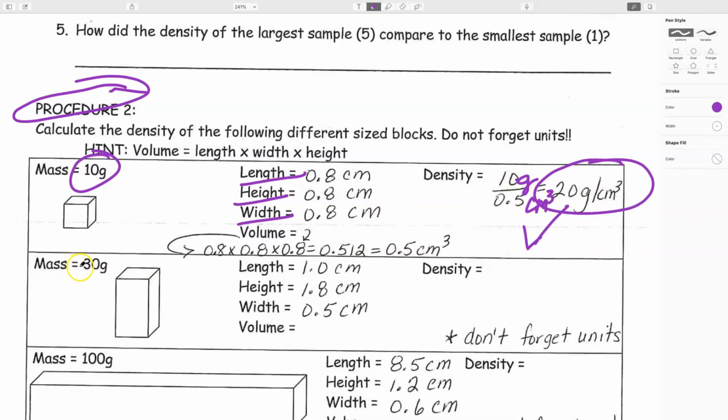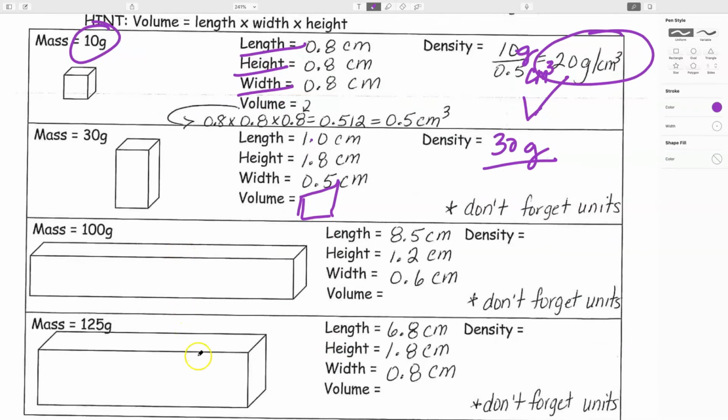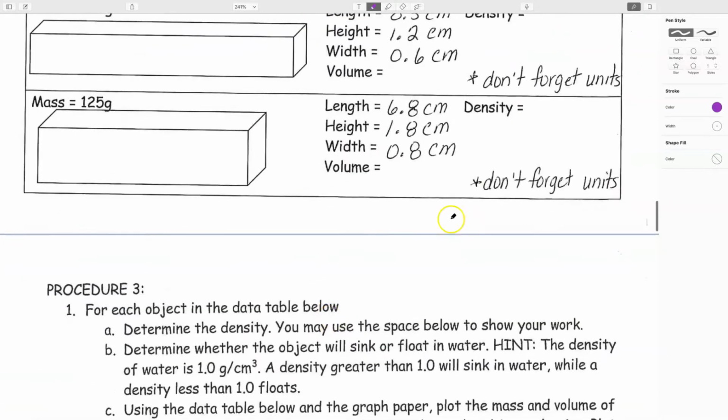So again, the mass of this equals 30, it says it, and then you have to do 1 times 1.8 times 0.5 to get your volume, and whatever you get your volume to be, you divide that 30 by your volume, okay? Then you go on to follow the same steps for this and that, same steps. All they want you to do is take your mass, divide it by your volume, which you get by doing length times width times height. Okay, and then again, your density goes over there.